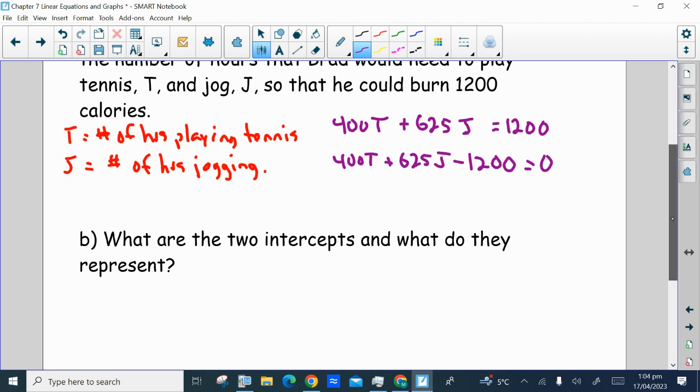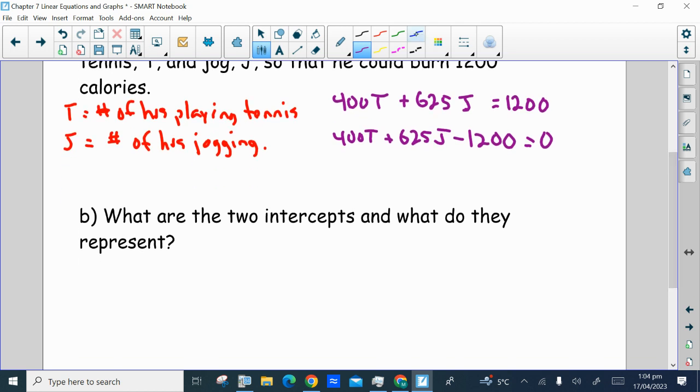Now, part B says, what are the two intercepts and what do they represent? So if we want to find the t-intercept, how do we do that? How do we find the t-intercept for this equation? See, not all equations are in terms of x and y. You can have different variables like this one. And so you would just decide which variable or which axis will be the t-axis, the other axis then would be the j-axis. Okay? But how do you find the t-intercept?